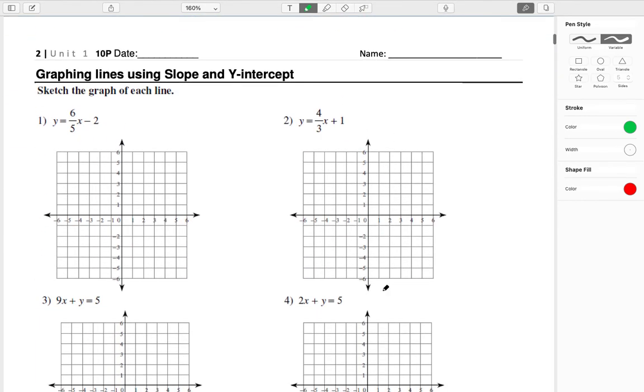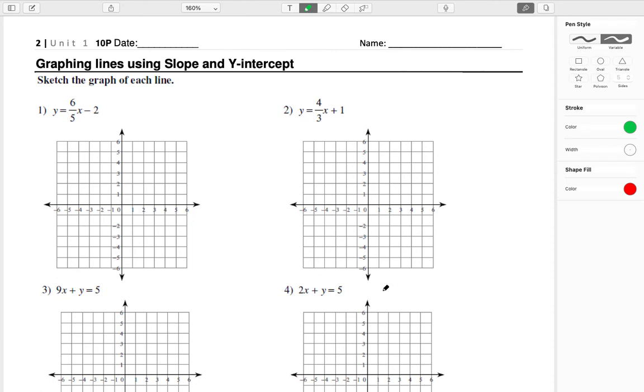Now, let's try a different type of question. I want you to be able to graph a linear function from an equation. When you are graphing, you always want to start with, number 1, label your y-intercept. And then after you label your y-intercept, you are going to translate the slope. The slope formula is rise over run.